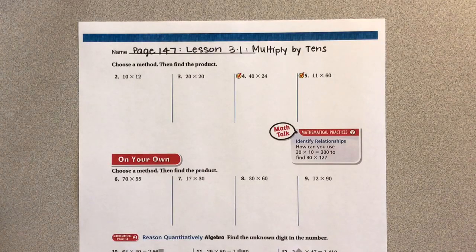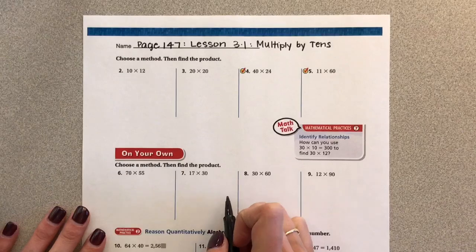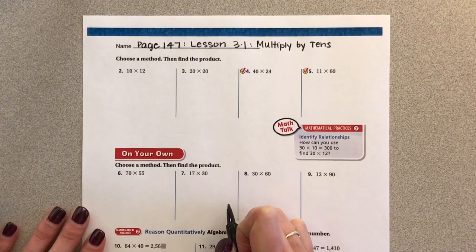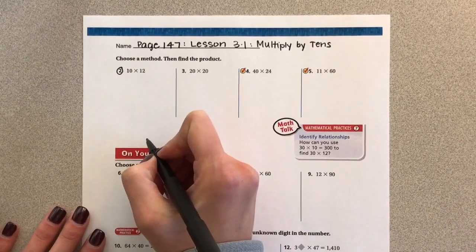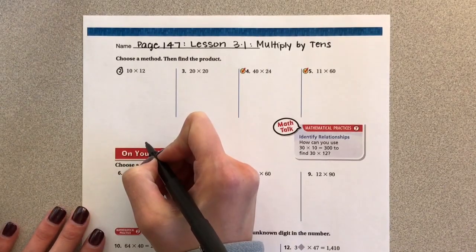This video is going to cover page 147, which is lesson 3.1, which is all about multiplying by tens. We're going to do the first row of problems here together using some of the strategies we learned in the last chapter. So for number 2, if we look at 10 times 12, this is the first time we're seeing a 2 by 2 digit multiplication problem.